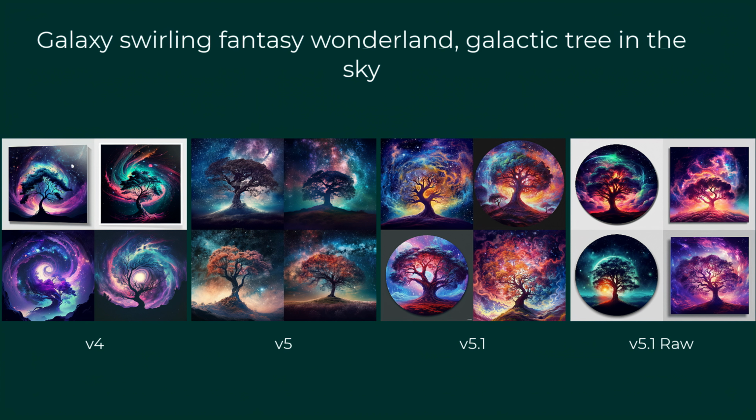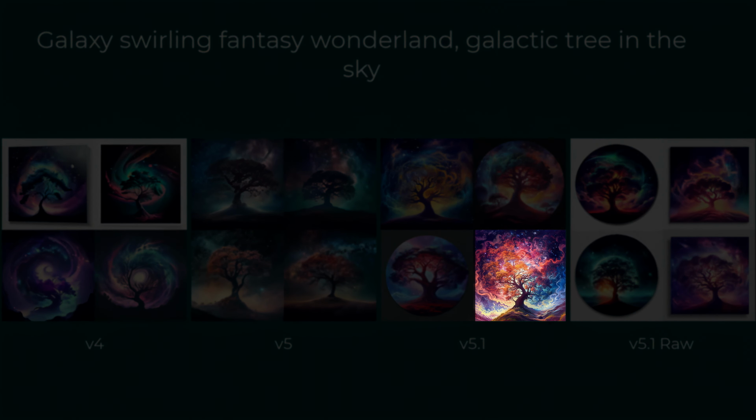Version 5.1 made a mess. Images 2 and 3 are in a circle. I don't like it when circles or squares are put in images. But if you notice, version 5.1 has accurately given the swirl effect in the background. All things said, I like the fourth image.